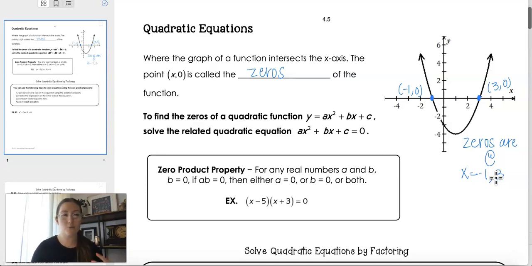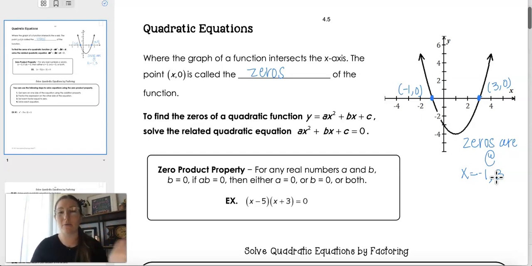All right, so the zero product property says for any real numbers a and b, if a times b equals 0, then either a is 0 or b is 0, or both are 0. So ultimately, when we have this equation, x minus 5 times x plus 3, they're being multiplied by each other. In order for this to multiply to give me 0, one of those or both of them have to be 0. That's the only way I can get zero when multiplying.